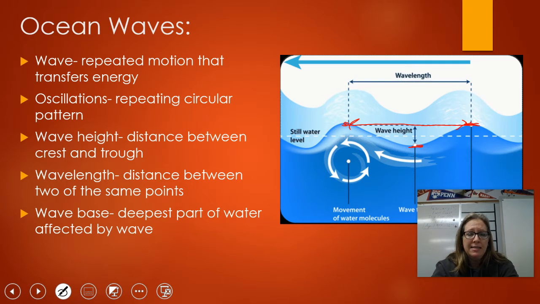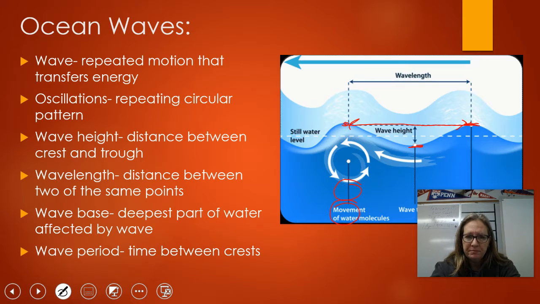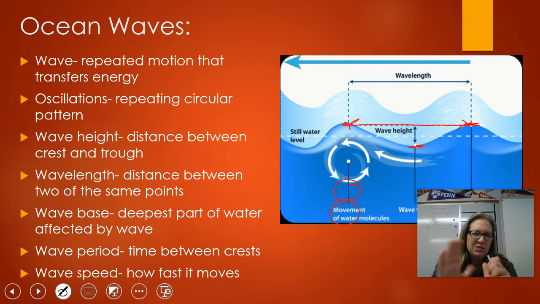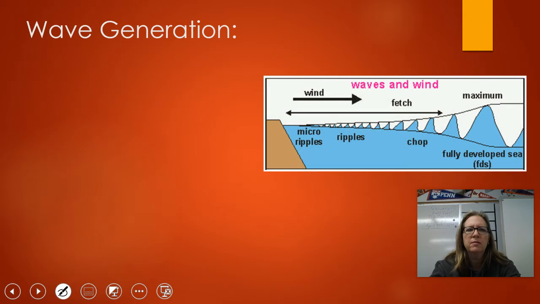Now the wave base is the deepest part of the water that's affected by the wave. The wave isn't just happening on top, it's moving water underneath it. And so if you look at page 346 in your book, you're going to see these repeated circles underneath it. The wave base actually travels down underneath. It's not just at the surface, okay? And then finally, the wave period is the time between crests. So it has to do with how fast or slow the wave is moving, okay? That's the wave speed, how fast it's moving, okay? So those two things are really related, really similar, okay?